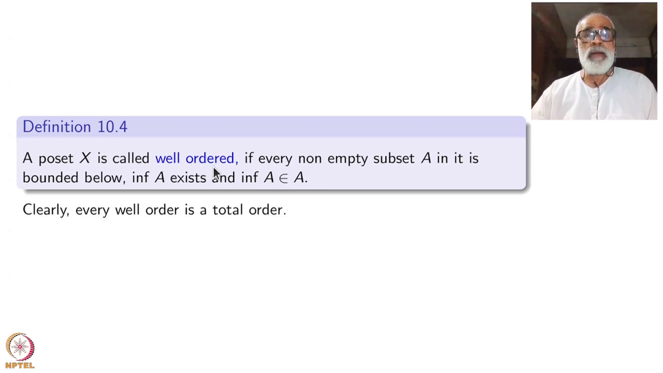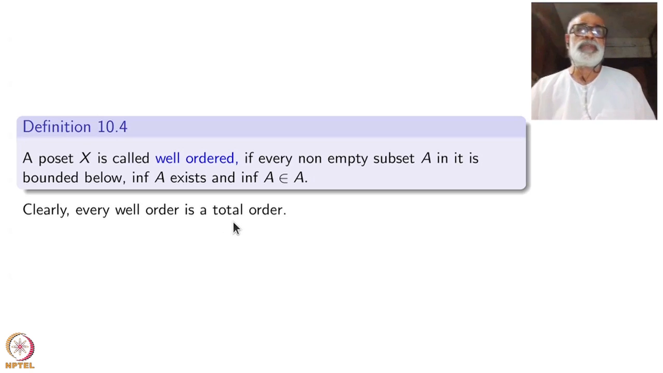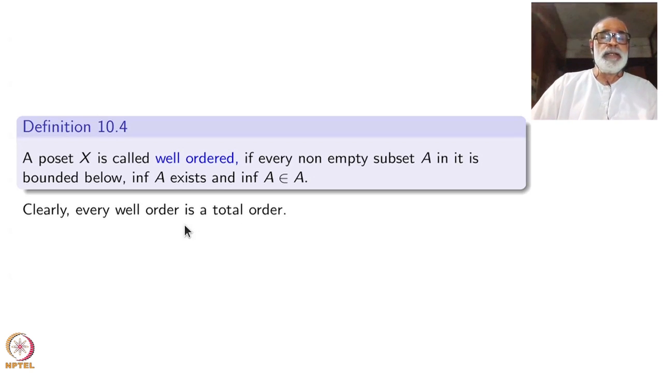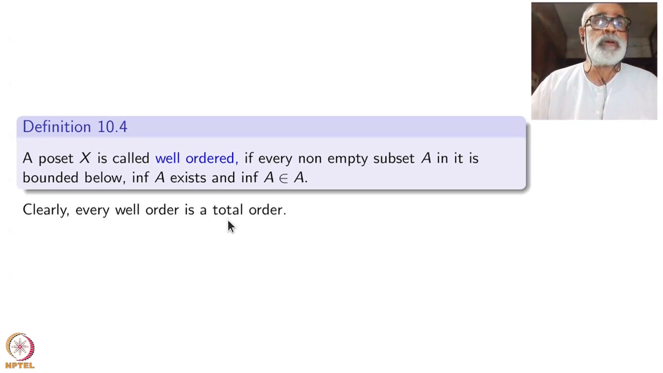But what is a well order? Automatically it will be totally ordered. Why? Take any two elements x and y. That's a subset, and that subset must have an infimum, and that infimum must be inside it. That means the infimum is one of the elements x or y. If it's x, then x is less than or equal to y. If it's y, then y is less than or equal to x. So one of the orders has to hold. So automatically a well order is a total order.